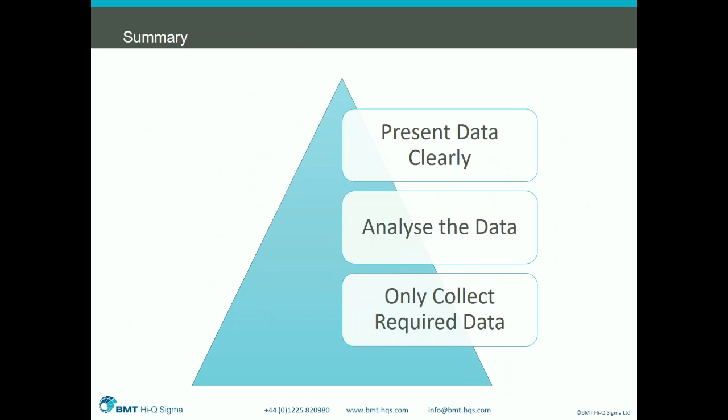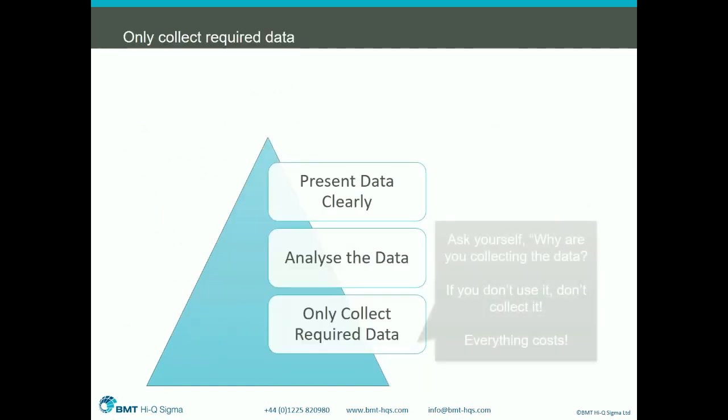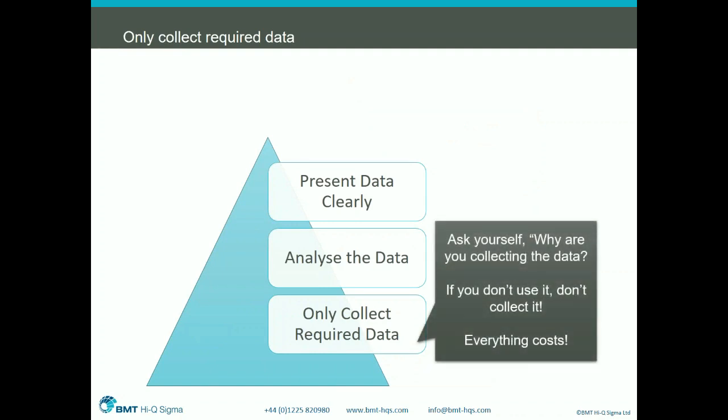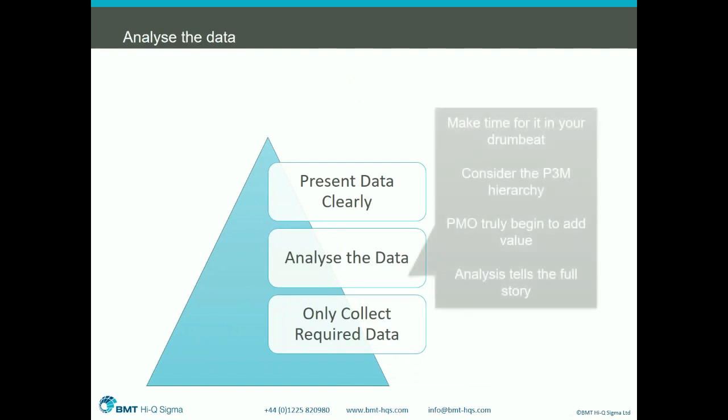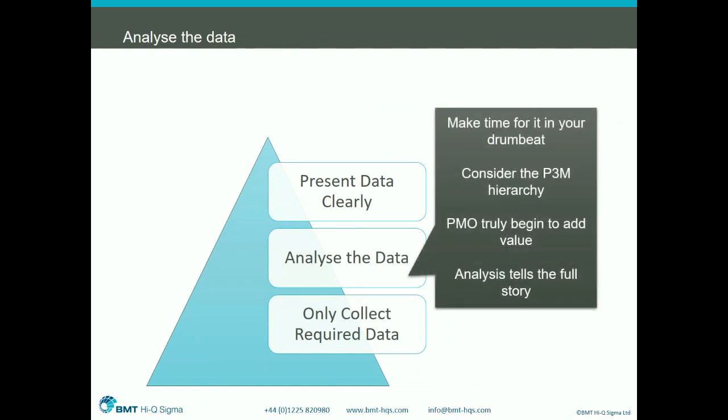So in summary, just to pick up on Iain's points at the start, making sure that we only collect the required data. So asking ourselves why we're collecting it. If you're not using it, then don't collect it. And remember, everything costs. Analyzing it, so make time for it in your performance management drumbeat. Consider the hierarchy. Make sure that your program portfolio officers truly add value and aren't just a copy and paste function. Remember that analysis tells that story.